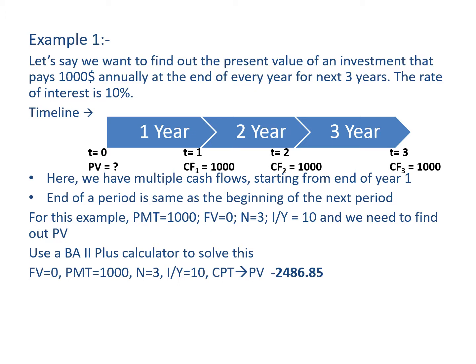In this example, if you made an initial investment of $2,486.85, you will get $1,000 every year for 3 years. However, if you borrowed $2,486.85 today, you will have to pay $1,000 every year for 3 years. If you have any issues solving this, watch this video.